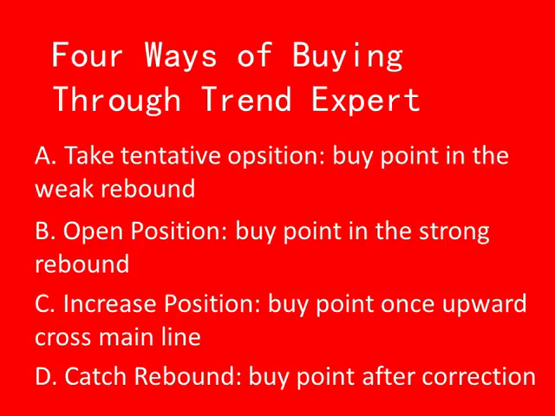So let's see the first one. Take tentative position, buy point in the weak rebound. What's the situation? Green, the primary trend main line is green, it's down. And we can see the green dark candlestick turn to red dark candlestick. This is the buy point in the weak rebound.